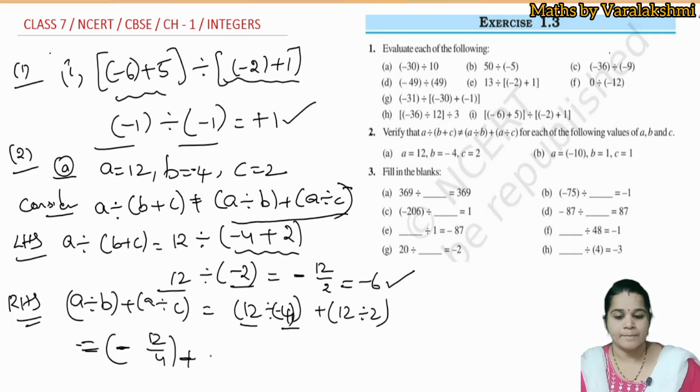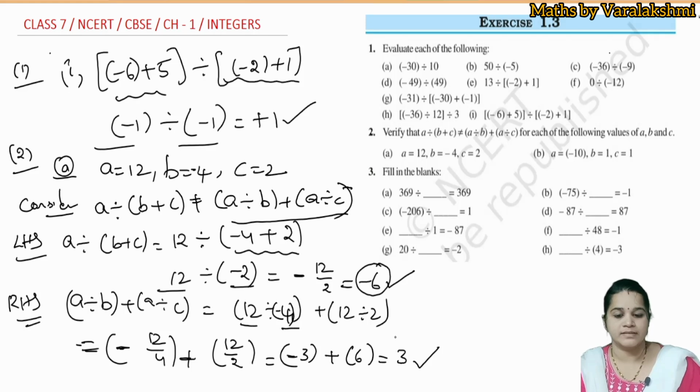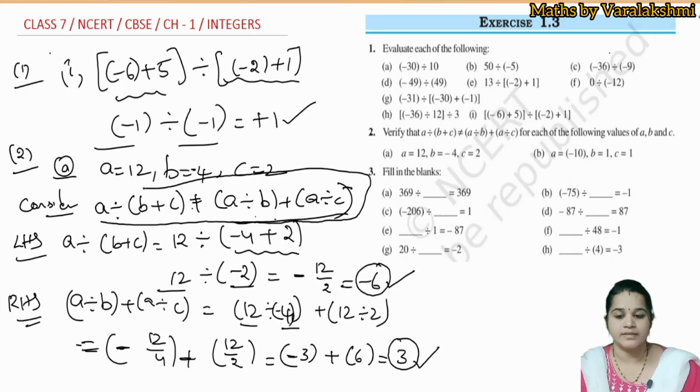12 by minus 4 plus 12 by 2 is equal to minus 3 plus 6, which is equal to 6 minus 3, that is equal to 3. Here LHS is minus 6 and RHS is 3, and so a divided by (b plus c) is not equal to a divided by b plus a divided by c. So hence the given condition is verified. So we simply write that hence verified.